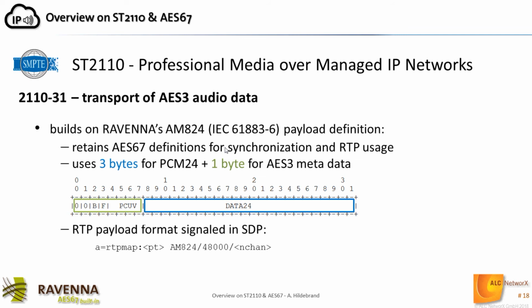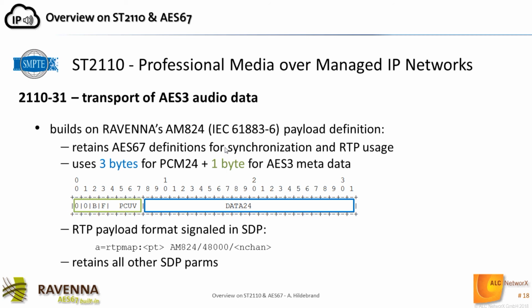So the RTP map would indicate that the payload format is AM824. And all the other SDP parameters stay in place, just as with AES67 with naked or raw L24. So basically, we have a nice compliance between the -30 and -31 format on how to transport L24 and AM824 or AES3 transparent data.